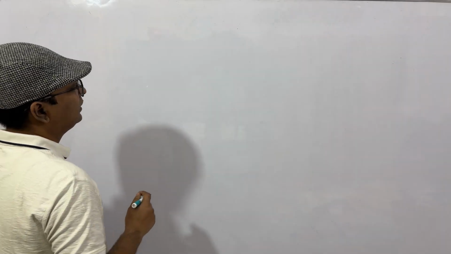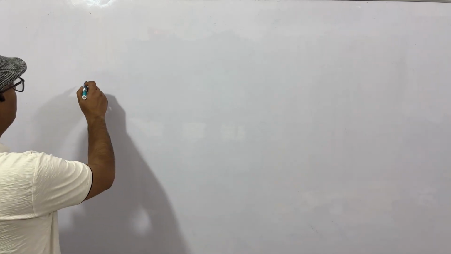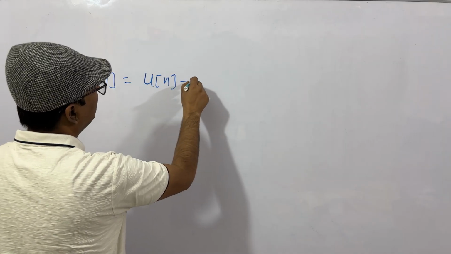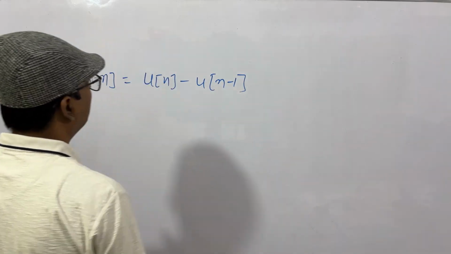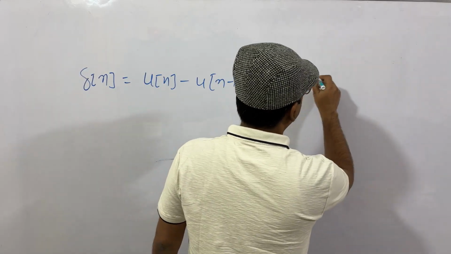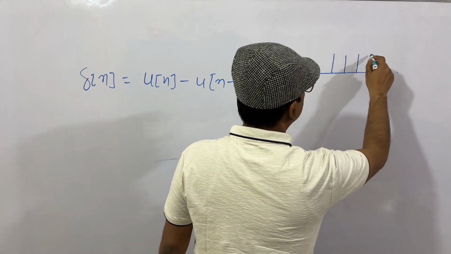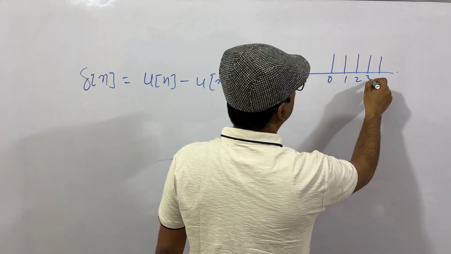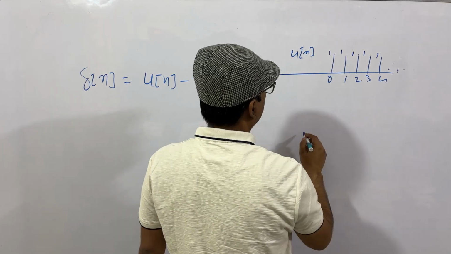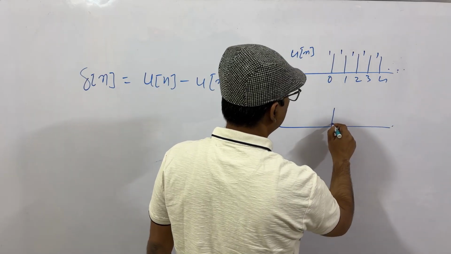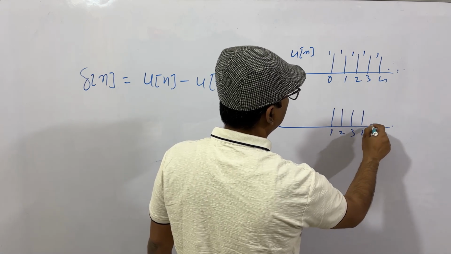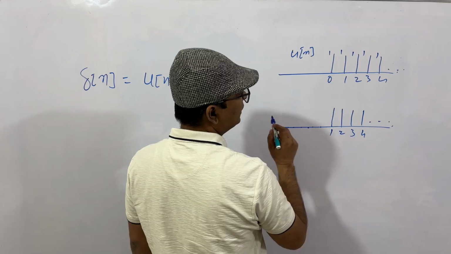Now, we'll understand a few more things. Delta n can be represented like this: u[n] minus u[n minus 1]. How? See, I am plotting it here only. First is u[n]. u[n] will be like this at 0, 1, 2, 3, 4 and so on: 1, 1, 1, 1, 1. This is u[n]. And what will be u[n minus 1]? I told you this will be 1 from 1, 2, 3, 4 and so on. At 0 and less, it will be 0.